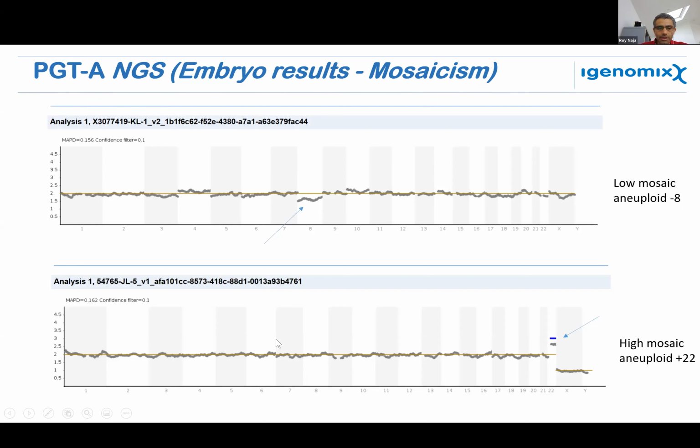Okay. Now, this is another example where all the chromosomes had a copy number 2. However, chromosome 22 had an increase of around 2.6 or 2.7. So this embryo was diagnosed as a high mosaic aneuploid embryo. And the recommendation for this embryo was no transfer.